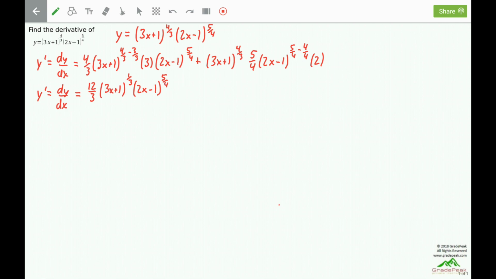The second term, I'm going to put the constants together. I have the 5/4 here, and I have the 2 here. 2 times 5 is 10, so plus 10/4. And I have a (3x plus 1) to the 4/3 and a (2x minus 1) to the 5 minus 4, which is 1/4.